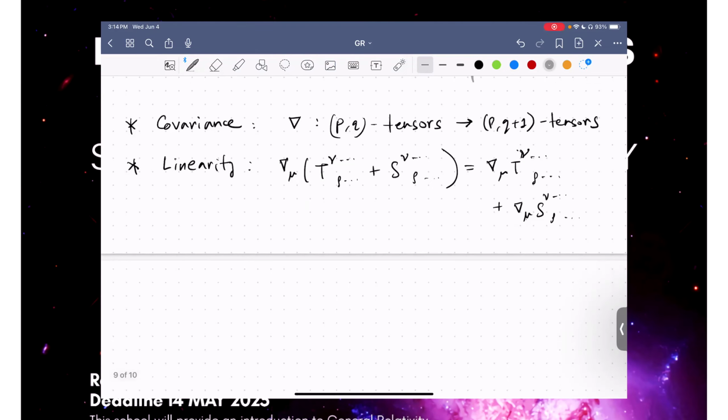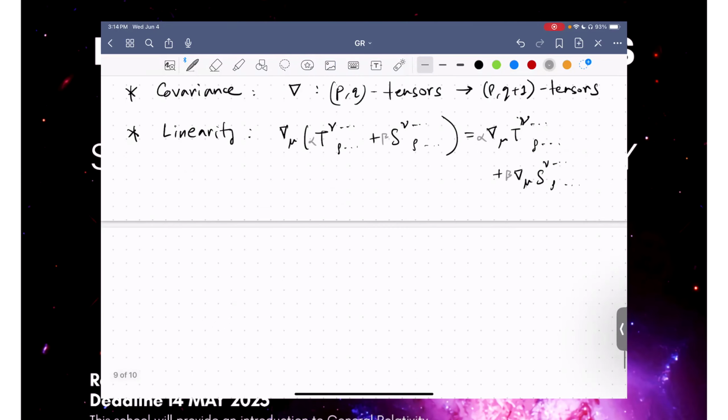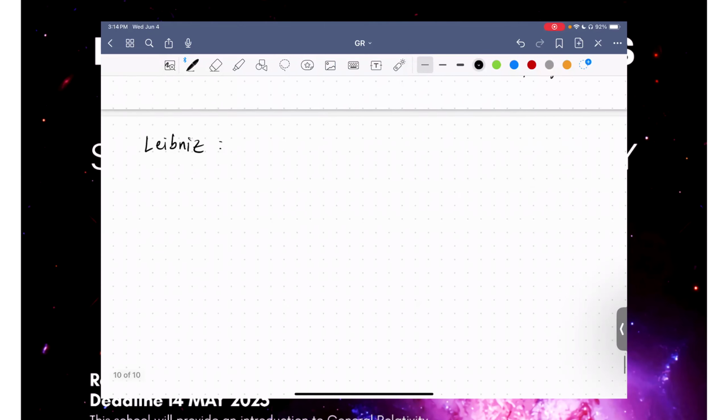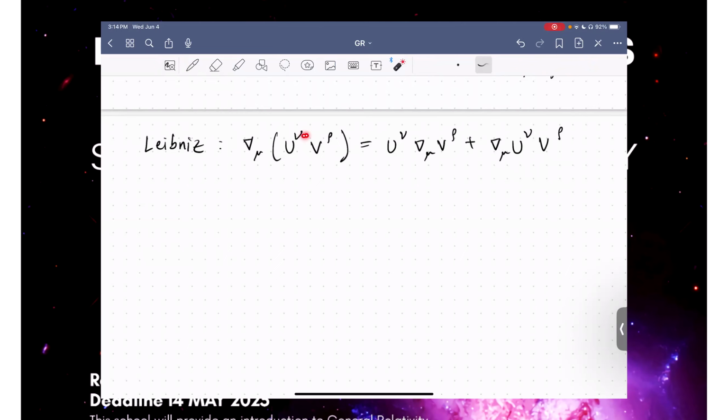And if you have some constant numbers multiplying these things, they just come out of the derivatives. We have the Leibniz rule, which shows you how to distribute the derivative over products of tensors. So if you have something like U, and of course, this generalizes. If you have more indices, you just put them wherever they were.